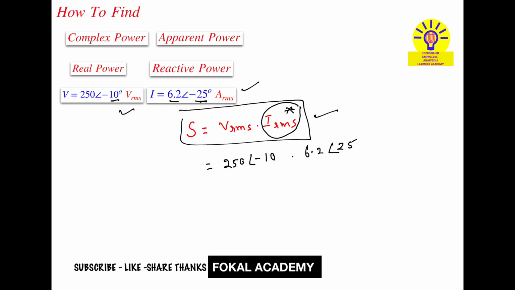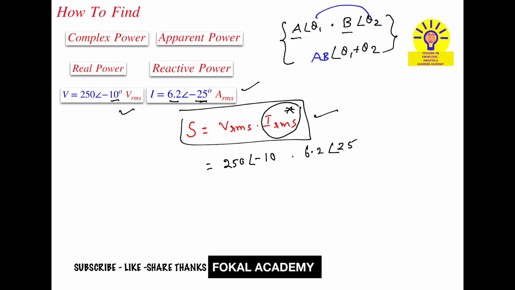Next, how can you simplify this? Here this is one phasor form and this is another phasor form. Whenever we multiply two phasor forms, how do we multiply them? Amplitude A with phase angle theta 1 is multiplied by another phasor, amplitude B with phase angle theta 2. Then we multiply the amplitudes, A times B, and add the phase angles, theta 1 plus theta 2. This is the standard procedure for the multiplication of phasor forms.